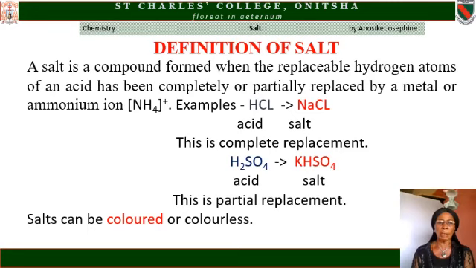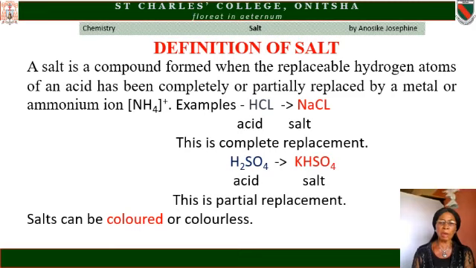A salt is a compound formed when the replaceable hydrogen atoms of an acid have been completely or partially replaced by a metal or ammonium ion, NH4+. In a reaction between sodium hydroxide and hydrochloric acid, HCl, the resultant salt is sodium chloride. In this case, as you can see from the diagram, only the sodium atom removed the hydrogen atom, one hydrogen atom, to form the salt.